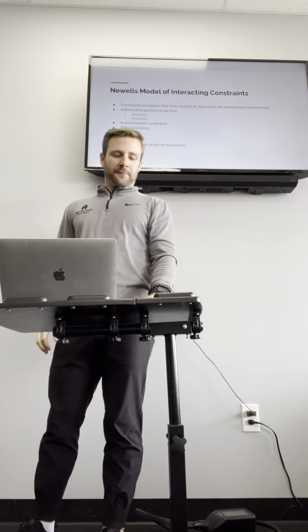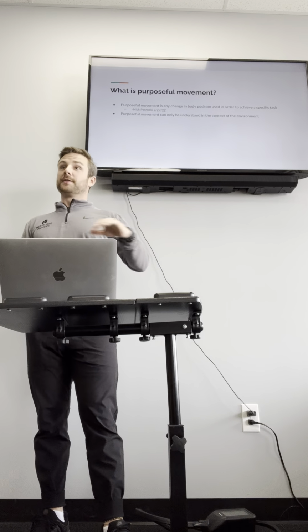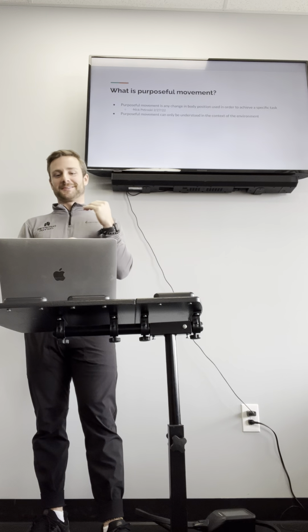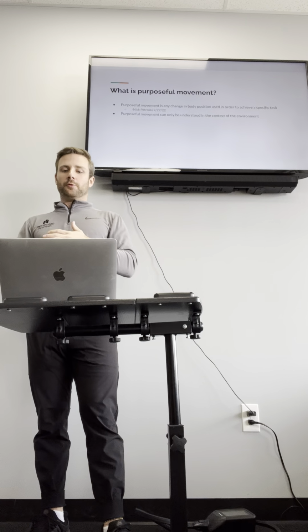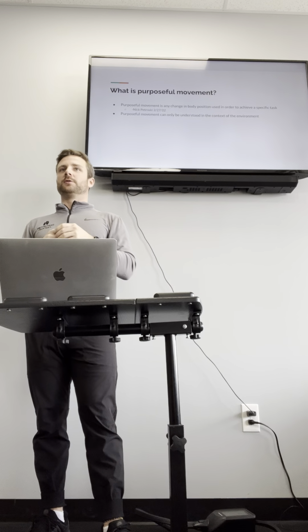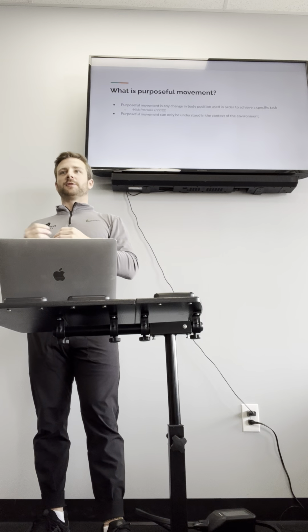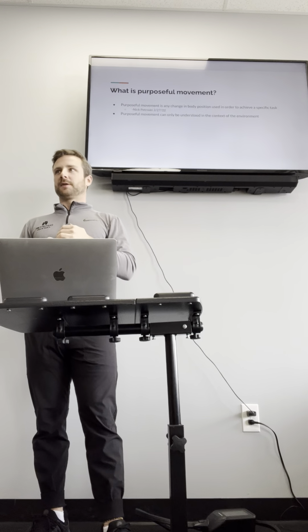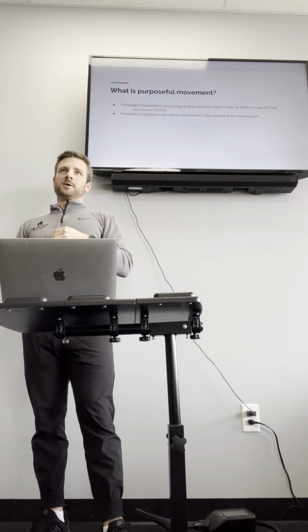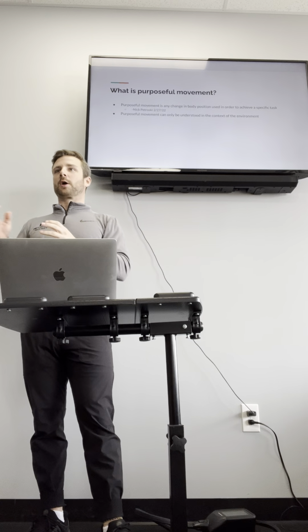Before we move on to getting deeper into this, let me describe what purposeful movement is. I didn't look this definition up anywhere. I just thought it up off the top of my head when I was typing up these slides, so it's not very sciencey, but purposeful movement is any change in body position used to achieve a specific task. So anything we're trying to do, whether it's reaching up in the cabinet to grab a dish or throwing a fastball 95 miles an hour, that's the purposeful movement we're trying to achieve. It can only be understood in the context of the environment. Something that might be purposeful in one environment is not necessarily purposeful in another.